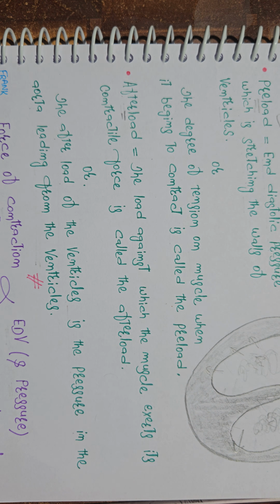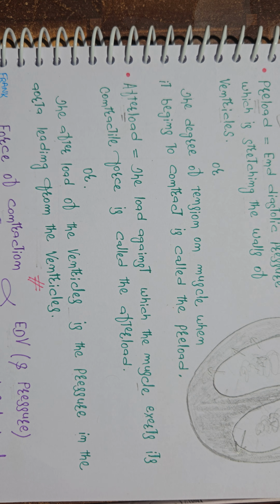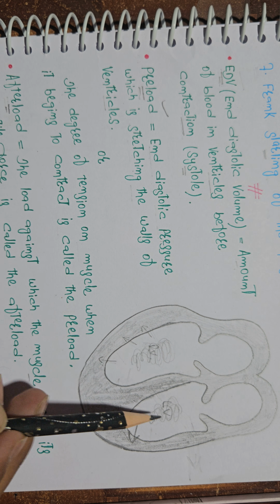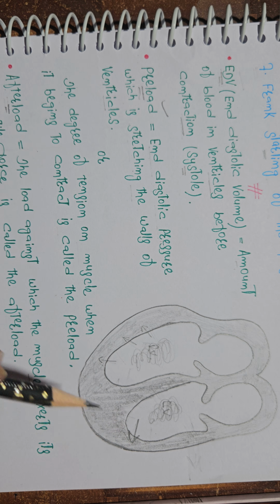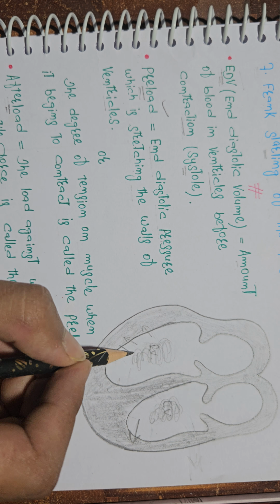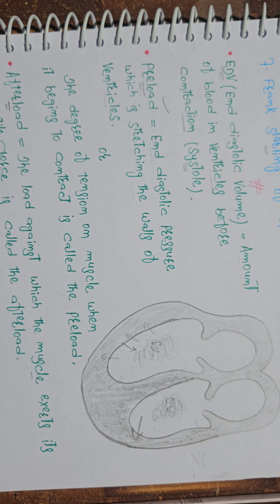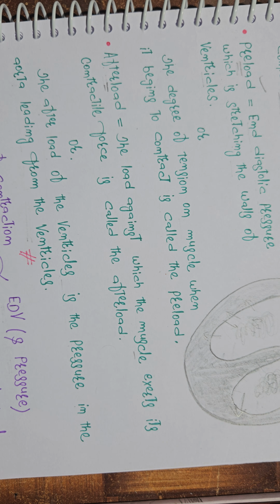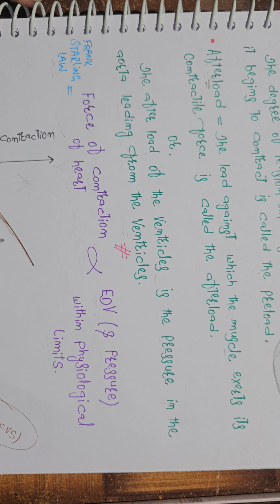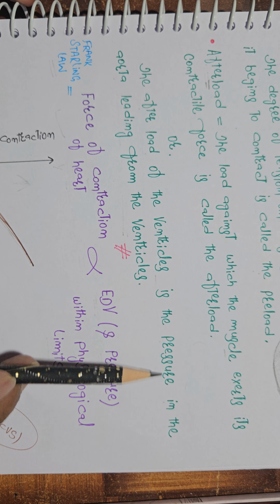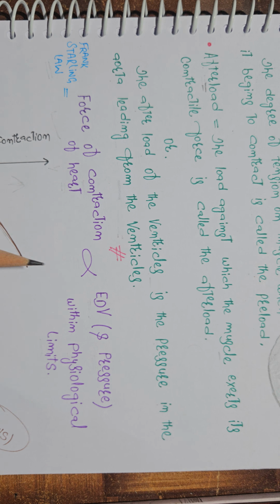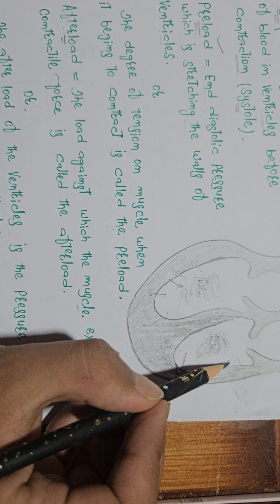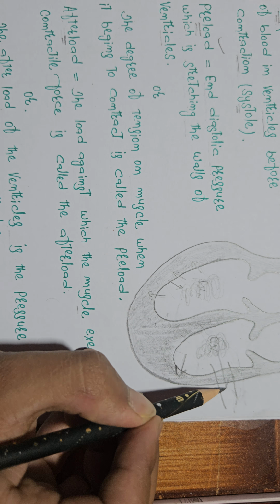Afterload is the load against which the muscle exerts its contractile force. In the heart, in the ventricles, there is blood. So this load against which the heart is exerting its contractile force, that's called afterload. There's another definition of the afterload. The afterload of the ventricles is the pressure in the aorta leading from the ventricles. We know that the left ventricle gives blood to the aorta.